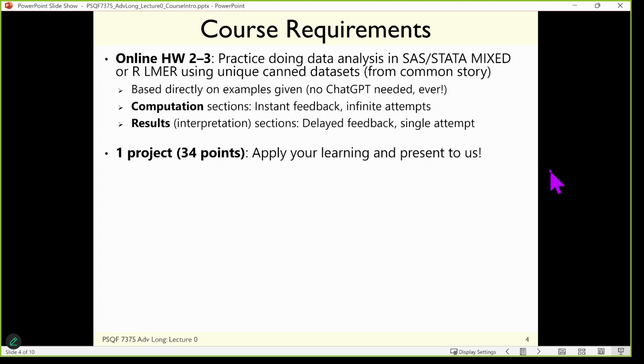And then the big project. So it's 34 points in total towards this project. The idea is for you to demonstrate what you've learned and hopefully apply it to data that you care about. So in terms of the breakdown, you'll submit an outline, and that will be a chance for you to articulate your data source, your variables, your questions.